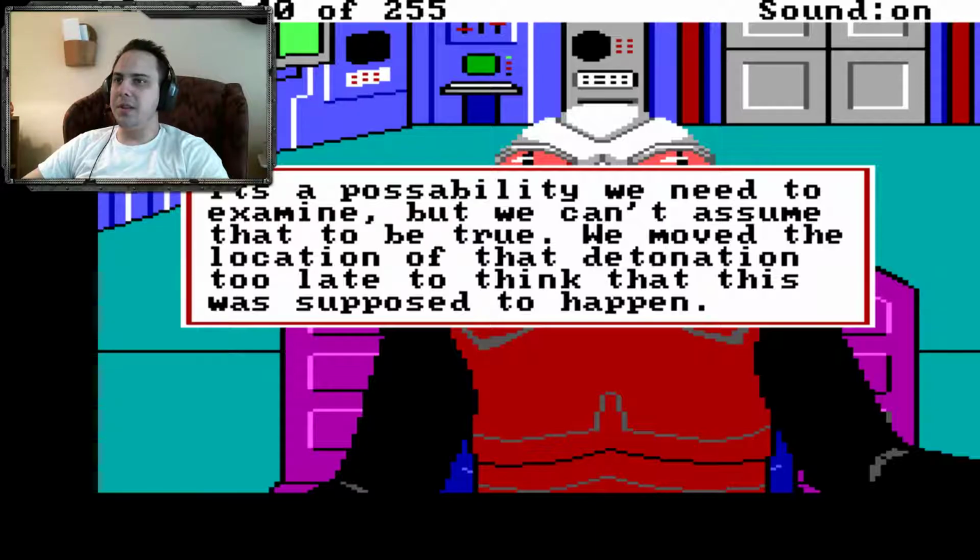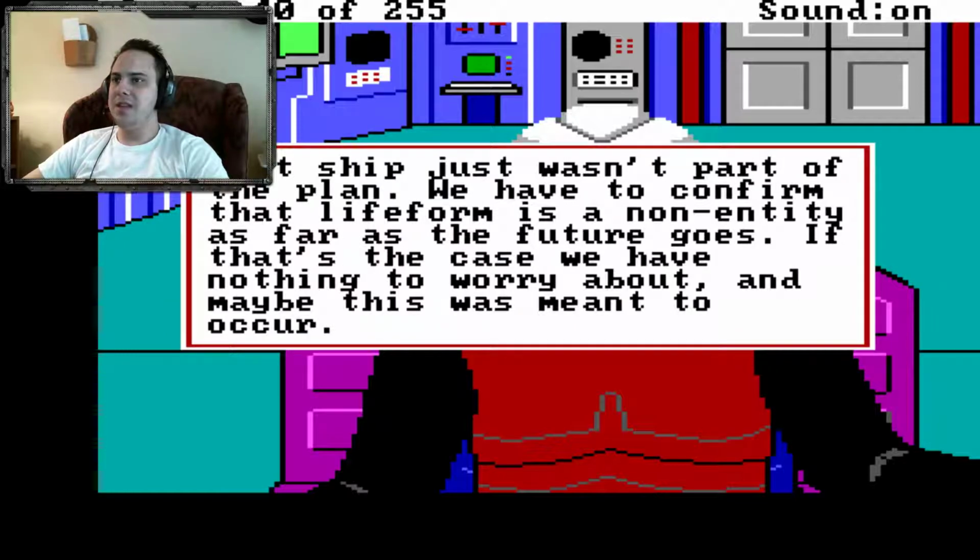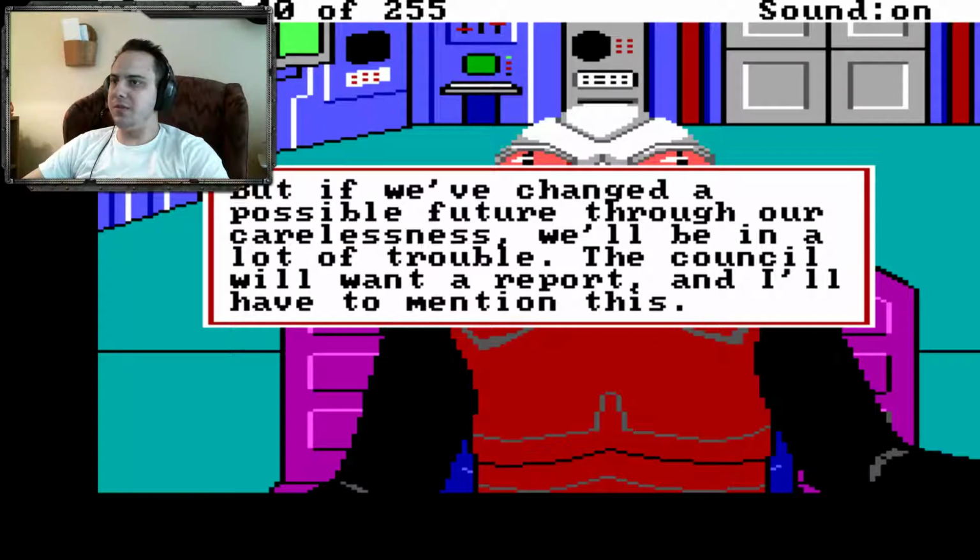It is a possibility we need to examine, but we can't assume that to be true. We moved the location of that detonation too late to think that this was supposed to happen. That ship just wasn't part of the plan. We have to confirm that lifeform is a non-entity as far as the future goes. If that's the case, we have nothing to worry about, and maybe this was meant to occur. But if we've changed a possible future through our carelessness, we'll be in a lot of trouble.